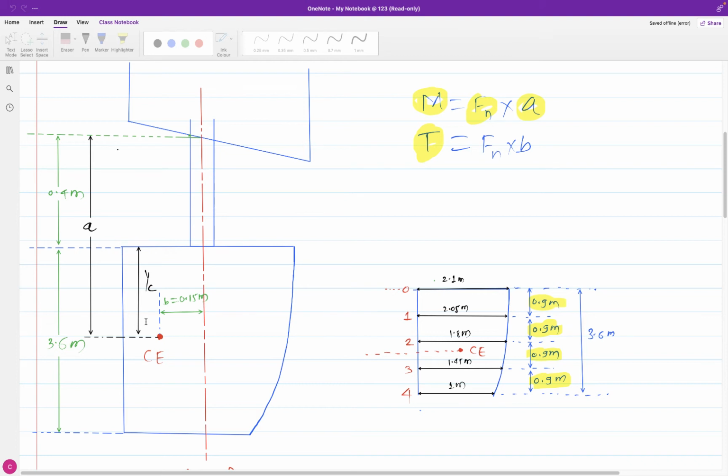You got this point? So now what is unknown here? To get the value of A, what is unknown here? That centroid to the top of the rudder, the distance between the centroid, meaning center of effort, and YC. We will see how to get a YC.